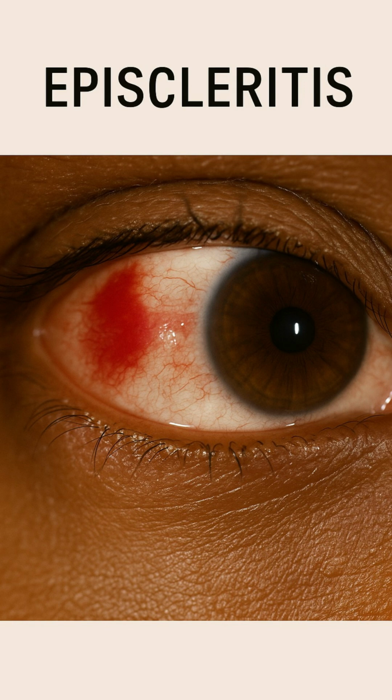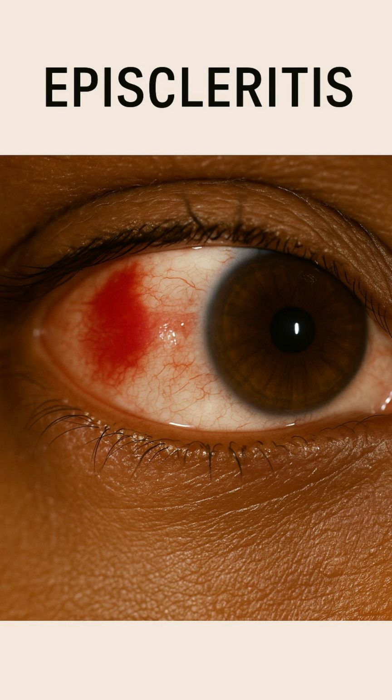For episcleritis, the redness could be isolated or could be in patches. The redness is always between the conjunctiva and the sclera. This doesn't involve the deep sclera. And when you instill vasoconstrictors like phenylephrine, the redness will blanch, meaning it will whiten.